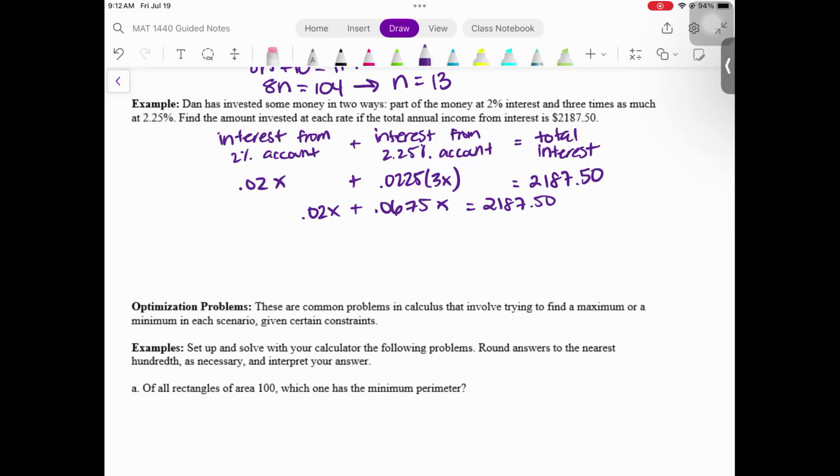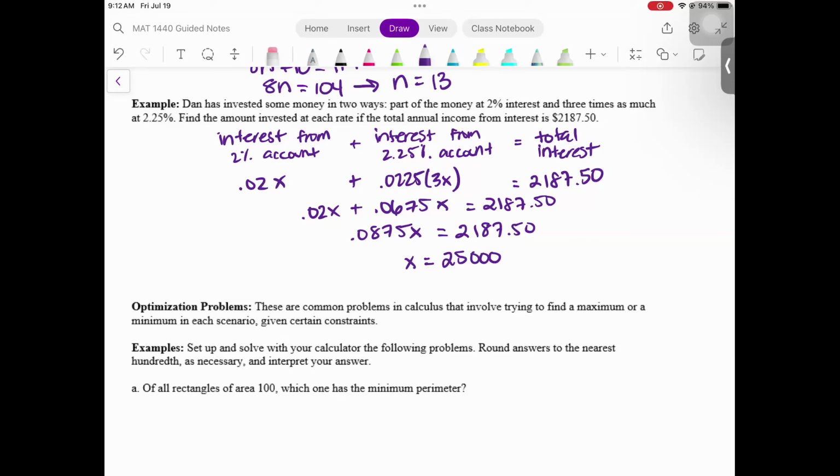Combining like terms on the left, we have 0.0875x equals 2,187.50. And we're going to divide both sides by 0.0875. X is equal to 25,000.